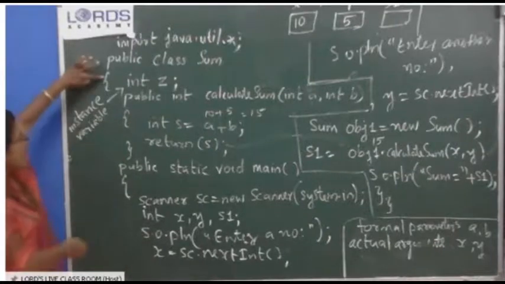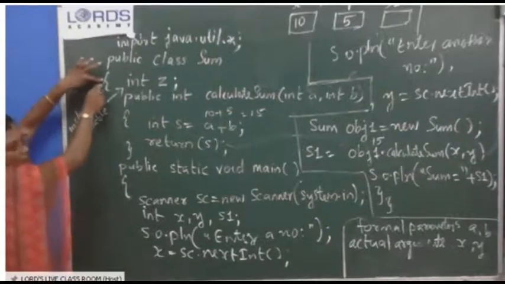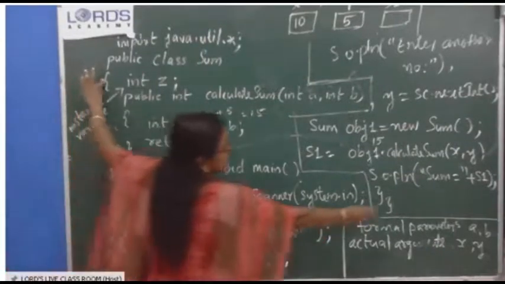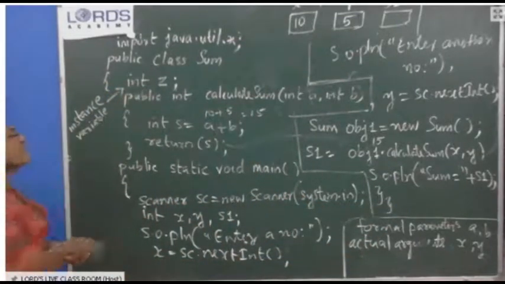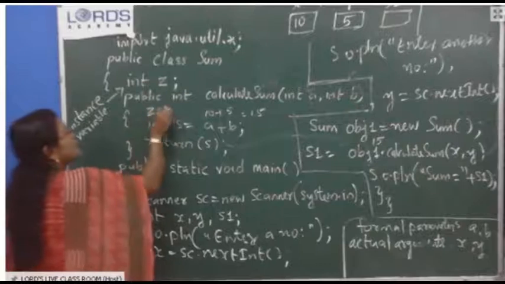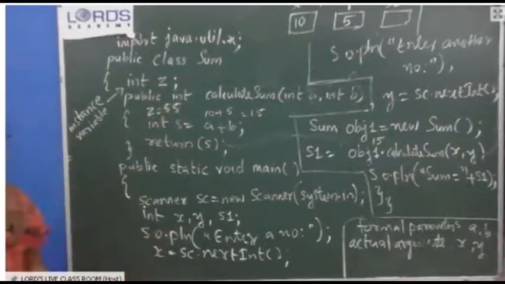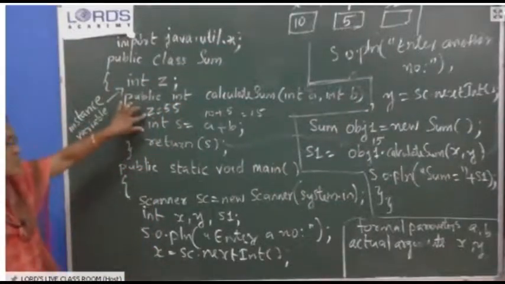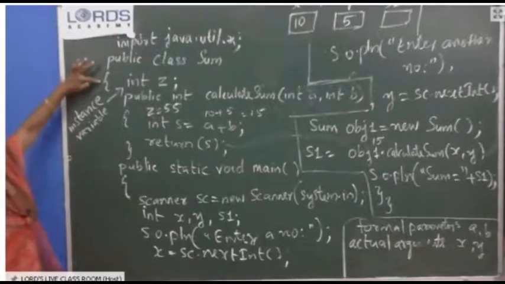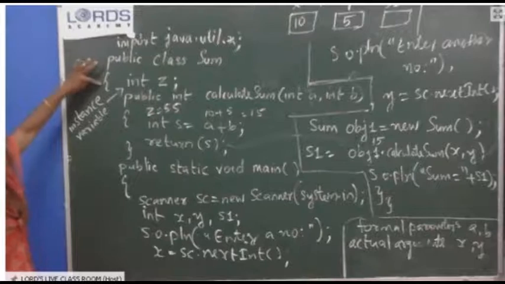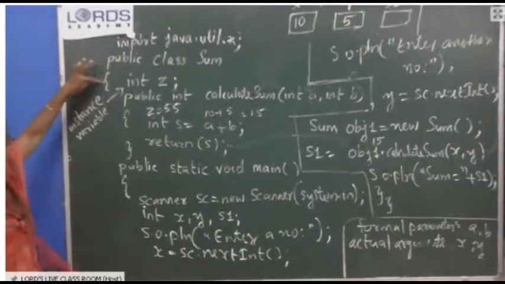And Z is declared within this block. Here the block opens and ends here. So you can use the variable Z directly here, say Z equal to 55. You can use the variable Z in this function because it is declared already. Its scope is limited to the class. Throughout the class, this variable is available.